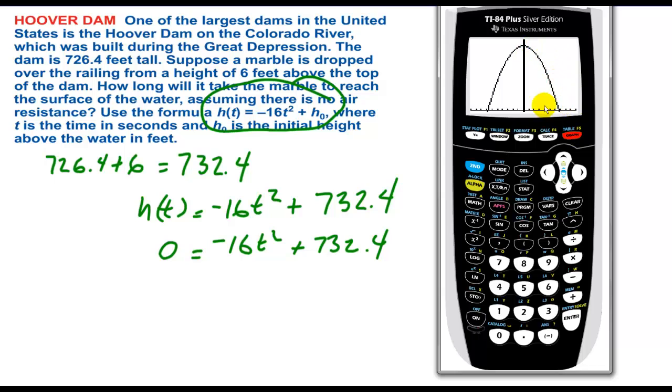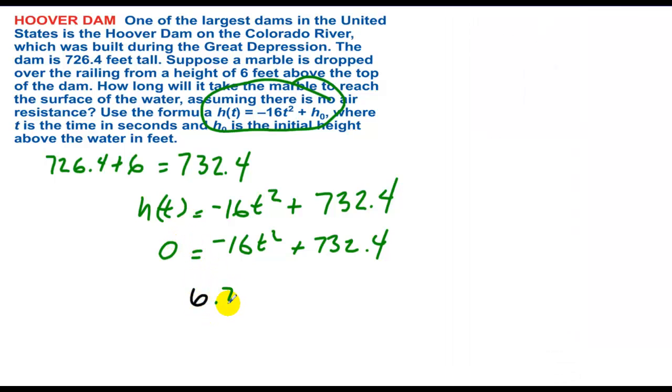We want to know where it hits the ground, so I go second calculate. Once again, the intersect, and I move it over to the right a little bit, and I hit enter 3 times. And it's going to take about 6.77 seconds to hit the ground.